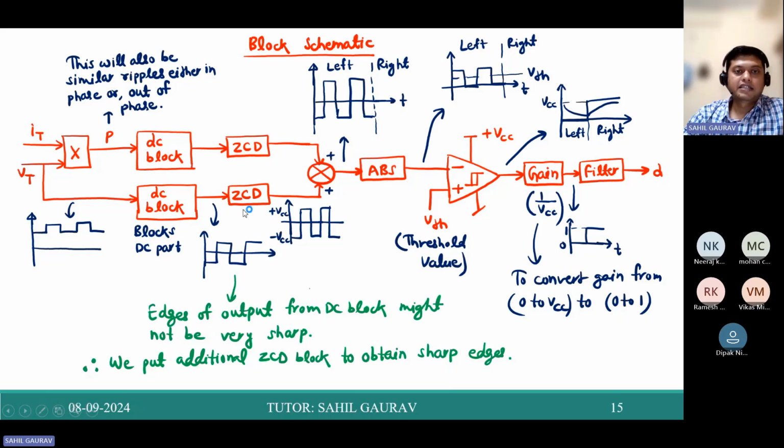Now you will pass it to the zero crossing detector. What is the purpose of this zero crossing detector? Since the edges of the output from the DC block might not be very sharp, we put an additional zero crossing detector block to obtain sharp edges. So now the zero crossing detector output will vary like this for power and voltage.